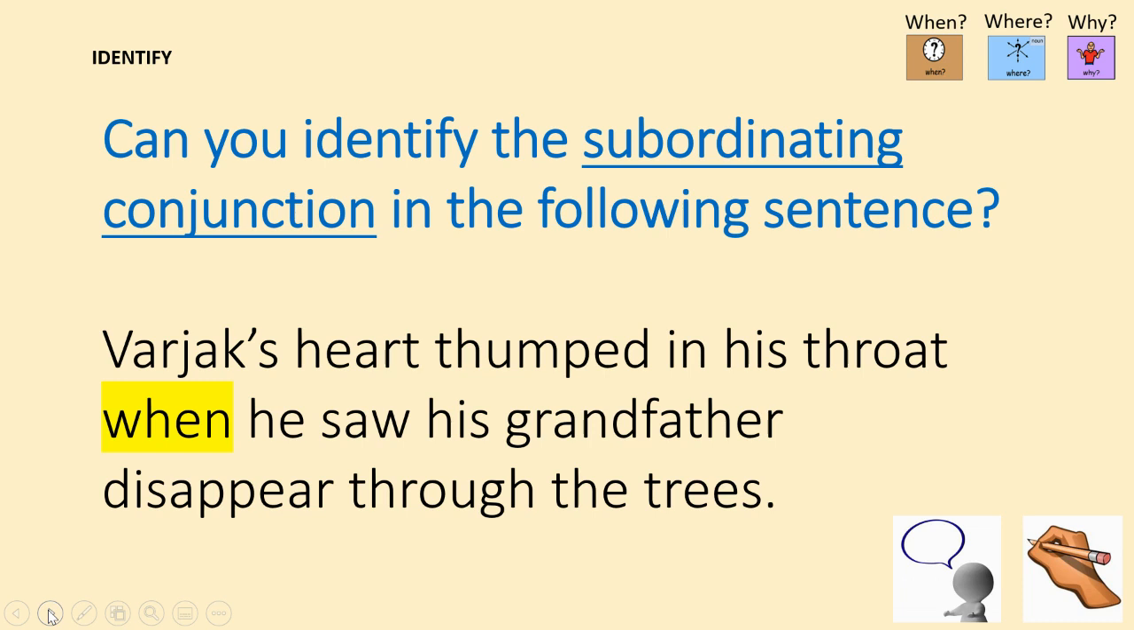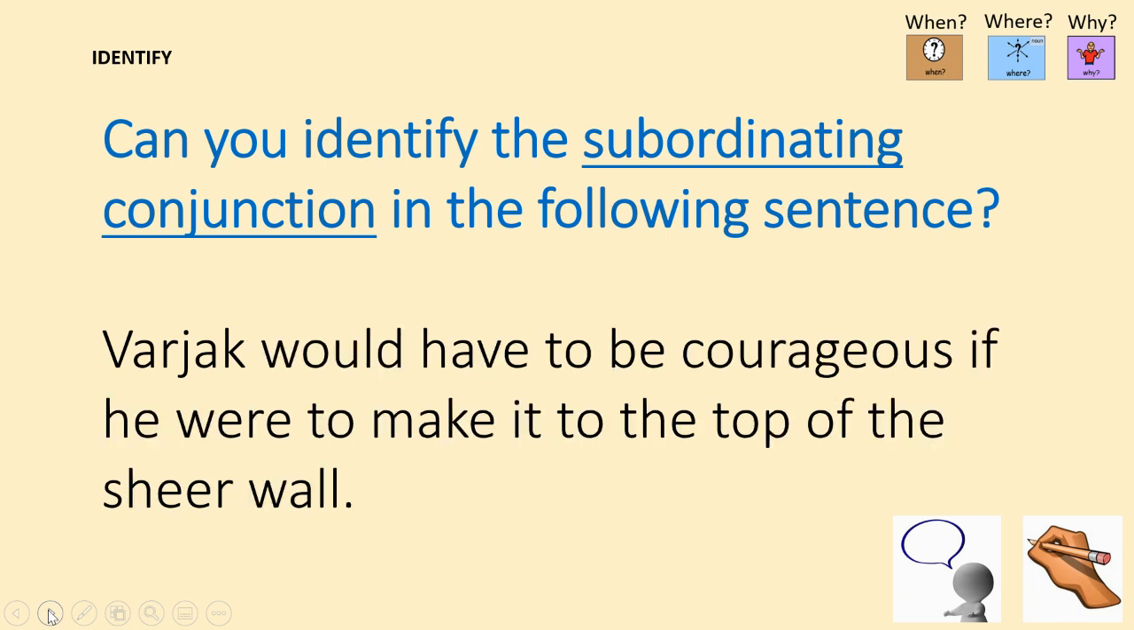Varjak's heart thumped in his throat when he saw his father disappear through the trees. And once again, you could actually say, when he saw his father disappear through the trees, Varjak's heart thumped in his throat. You could actually change that sentence around, change the main clause and subordinating clause around. We'll talk a lot more about this when we come back to school. At the moment, I just want you to make sure that you are identifying the subordinating conjunction. Well done if you're getting them all right so far.